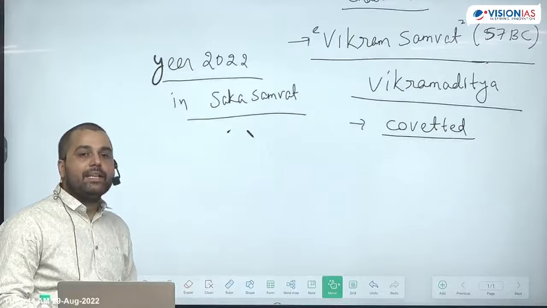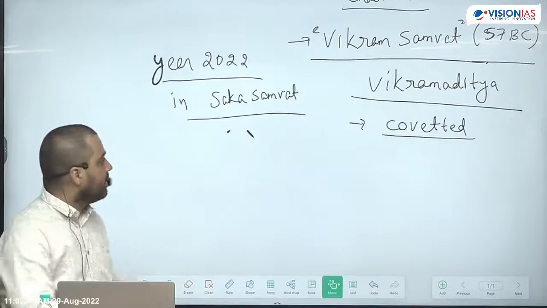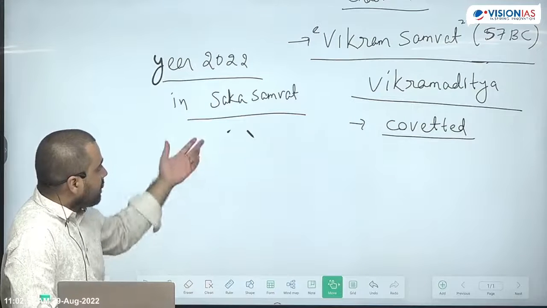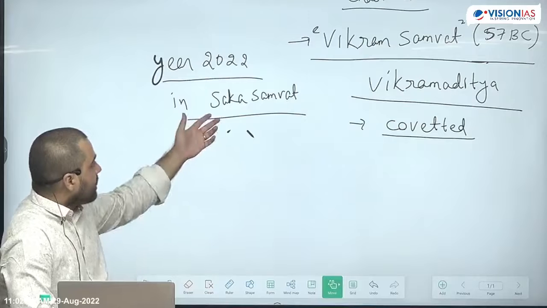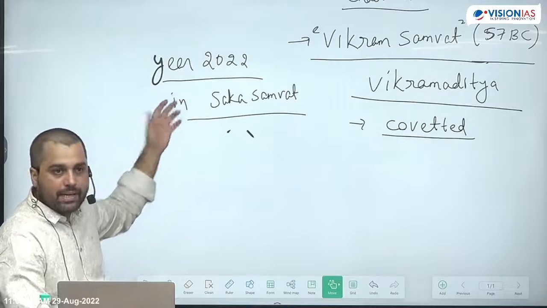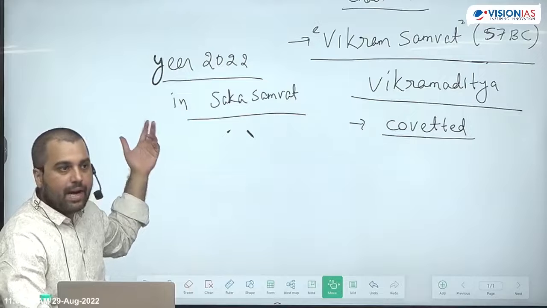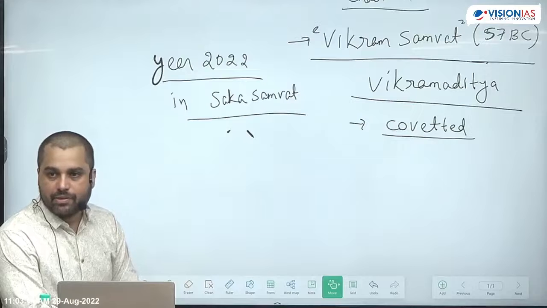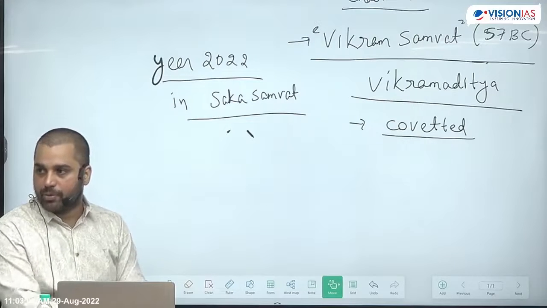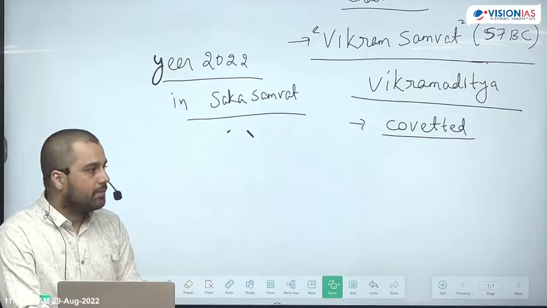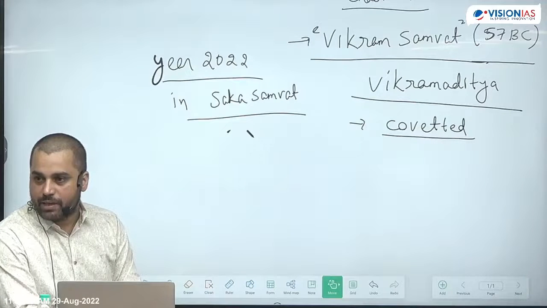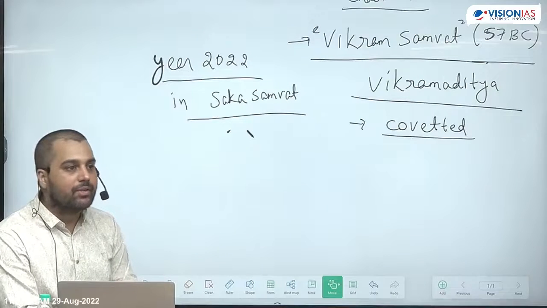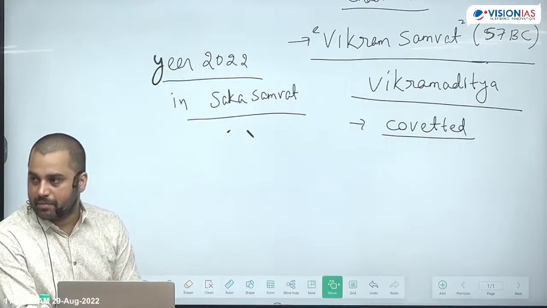So a very simple thing, if there is any confusion: we saw that Shaka Samvat starts in 78 AD. So if I have to convert this into Vikram Samvat, what do I need to do? I need to first reduce 78, and then to convert it into Vikram Samvat, you have to add 57. So minus 78 plus 57, whatever comes is your answer, okay? So that will be 21 minus 21. So 2001, I guess. Answer is 2001. So year 2001 will be the answer in Vikram Samvat.